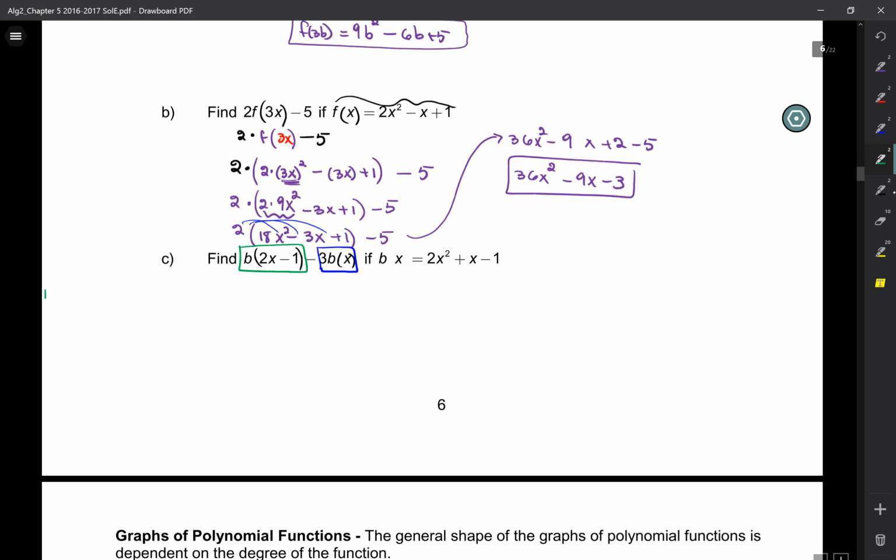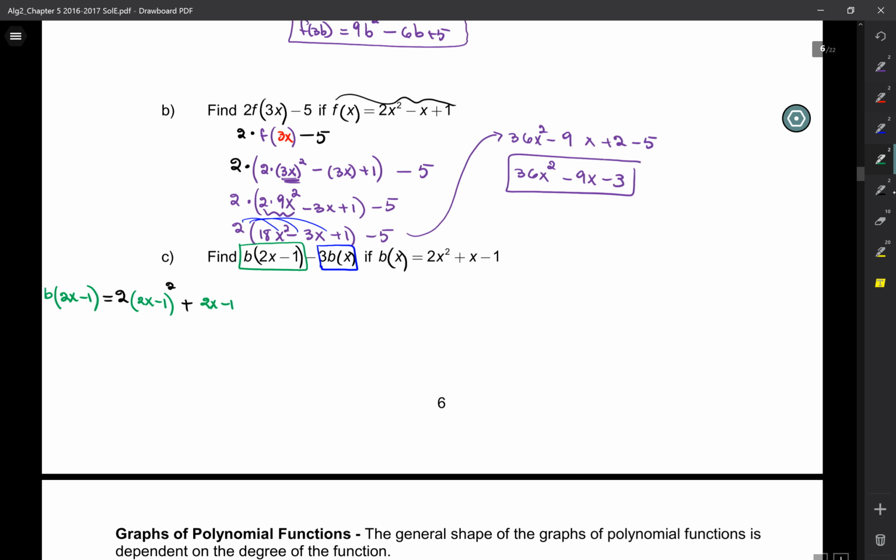What does it ask you for? It asks for b of 2x minus 1, right? Okay, what's b of x? 2x squared plus x. Right, so it's going to be equal to 2 times 2x minus 1 squared. Okay, so I'm plugging it into b of x, which is 2x squared. So it's 2 times x squared. I'm plugging in 2x minus 1. And then plus x was 2x minus 1 minus 1.